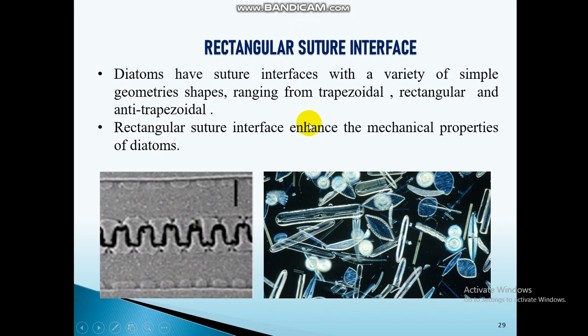Diatoms are also marine organisms. They are microscopic marine organisms living in ocean water. They also need to withstand the water pressure, as well as protect themselves from predators, right? So they came up with geometric shapes like trapezoidal, rectangular, and anti-trapezoidal structures. I took the trapezoidal rectangular suture from these diatoms.